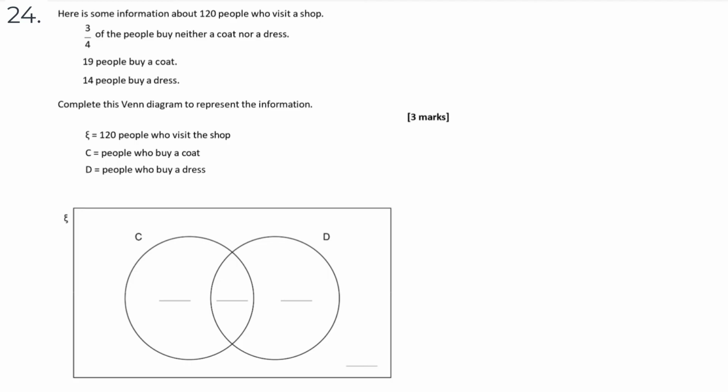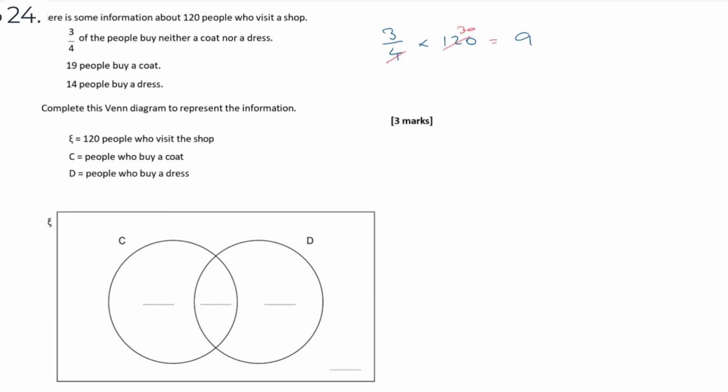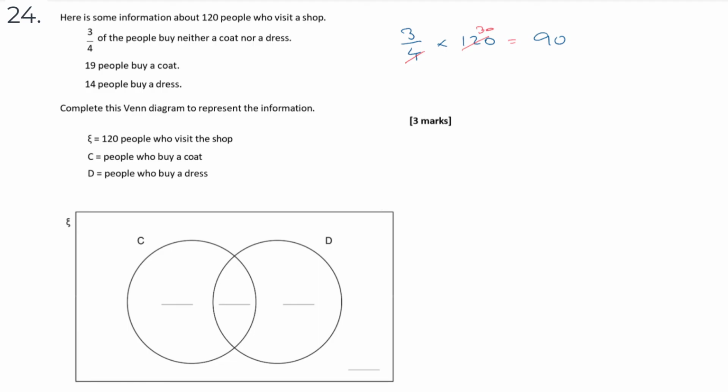Okay, is there anywhere we can start? No. All right, so I'm just going to work through this. Then I've got 3/4 of the people who buy neither a coat nor a dress. I suppose we could start with that, can't we? That's a definite. That's going to be the bit on the outside. So what is 3/4 of 120? Well, dividing 4 into 120, that goes in 30 times, isn't it? So 4 goes into 120 30 times. 3 times 30 is 90. Okay? So, yeah, we've got that. And that's going to be the number on the outside then. Okay? Right, and so what else have we got? What else do we know?